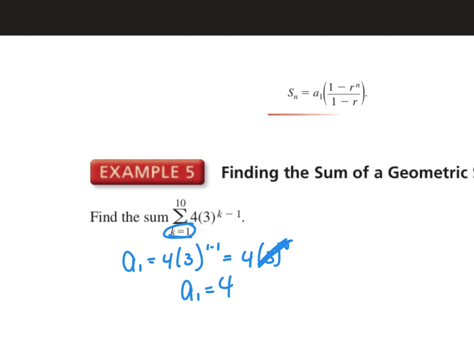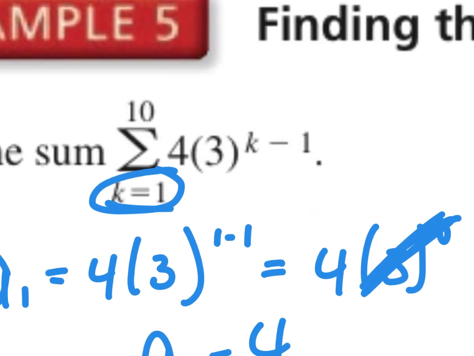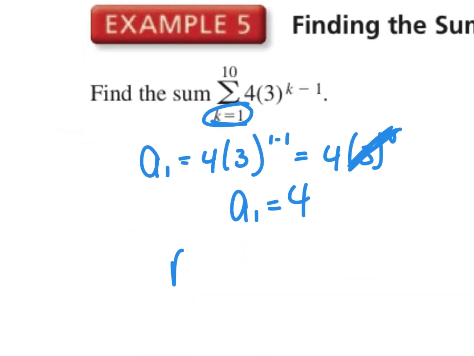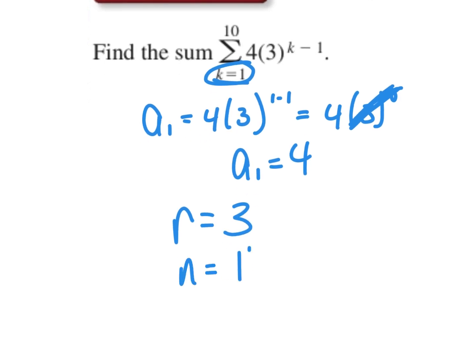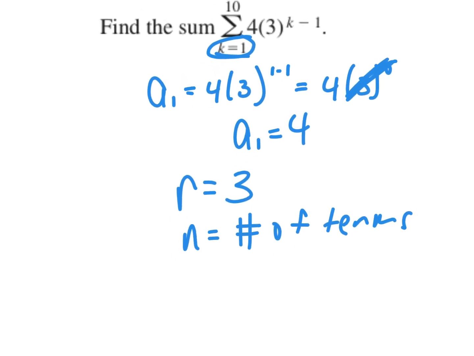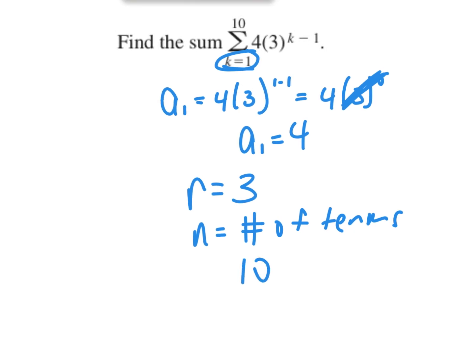Well, what's the R? How do I know what the R is? What's the common ratio? What are you multiplying by every single time? What's the number in the parenthesis? 3. Okay, your common ratio is 3. And then how do I figure out n, the number of terms? In this case, it is 10. But what did I tell you to do with the arithmetic? You have to say top minus bottom plus 1. In this case, it is 10 terms.